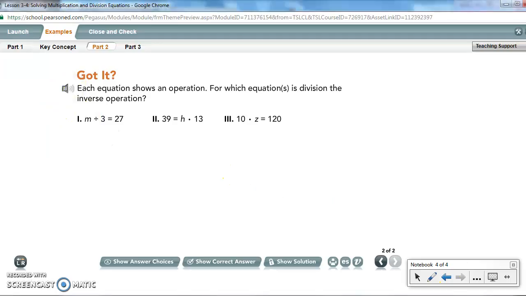Each equation shows an operation. For which equation or equations is division the inverse operation? For which ones has division as the inverse, or as the opposite? Go ahead and circle those on your notes. And I'm going on to part 3.